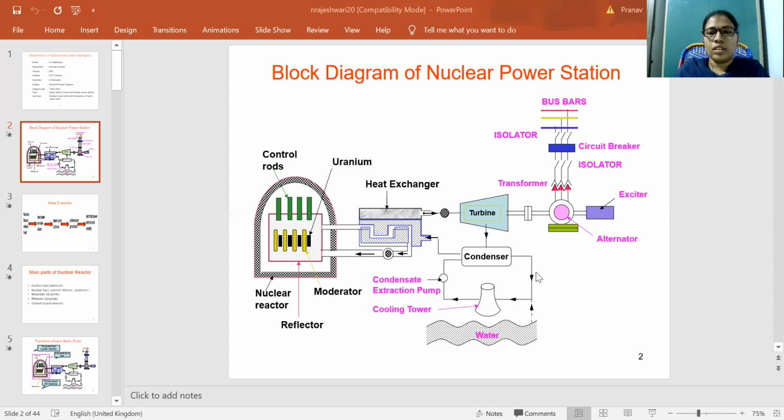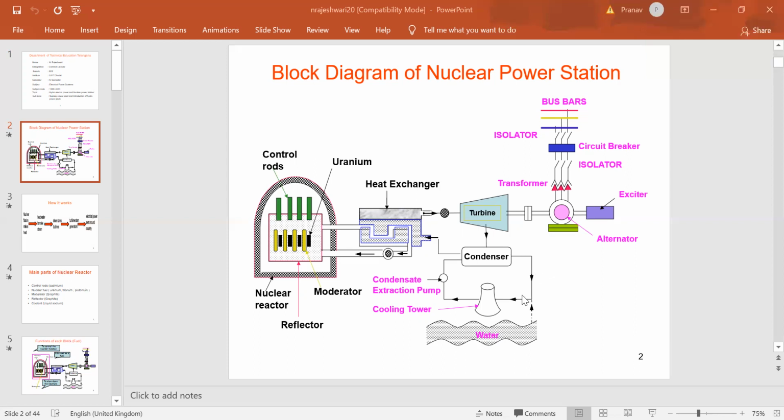So the condenser will condense the exhaust steam, and it will send it to the heat exchanger and again to the nuclear reactor. So this is the water and these are the cooling towers.